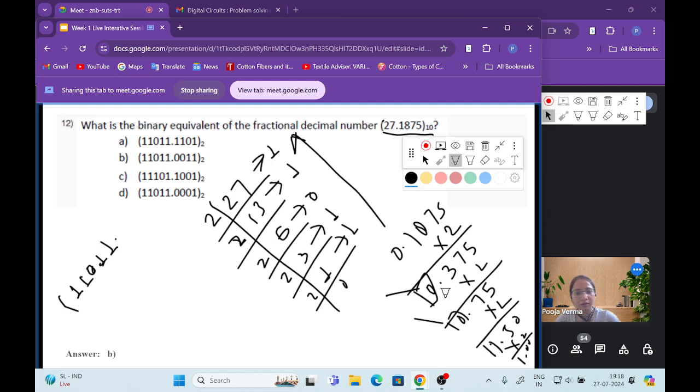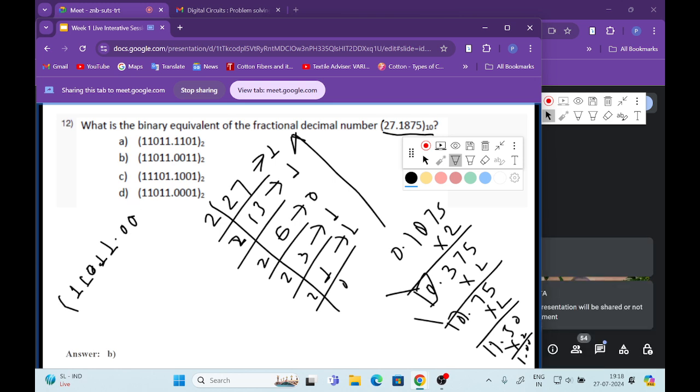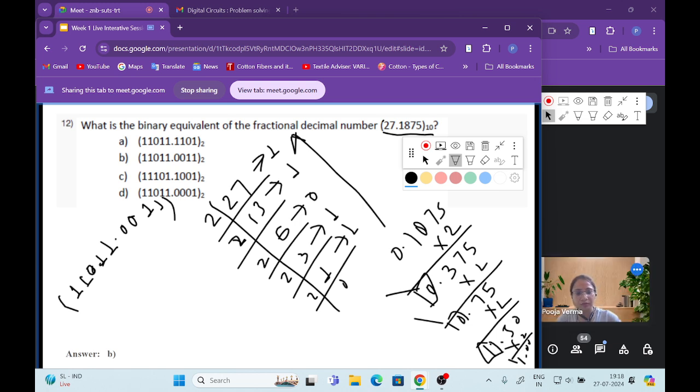Point. What have we got? 0 0 1 1, right? This is 1 and this is 1. So the binary representation of this decimal number is 11011.0011. Which one is the correct option? Option B is the correct option. Just check with the options after solving, then tick it. Okay, option B is the correct answer.